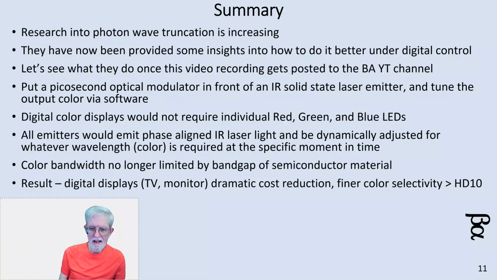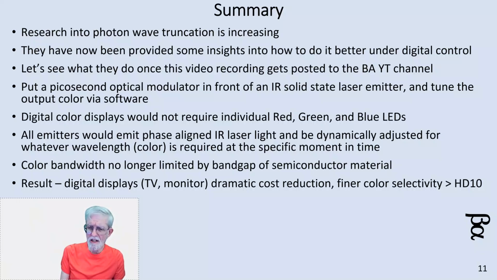Now, instead of having displays that have red, green, and blue and multiple LEDs in the matrix, you can have all the same kind of little infrared laser emitters and just have nonlinear optic, very high speed switches on the front of them that will chop up the wavelengths for whatever color you want. There would be a significant reduction in the cost of displays, be it TVs or monitors, and you'd have a much finer color selectivity than you would with fixed red, green, and blue mixes.